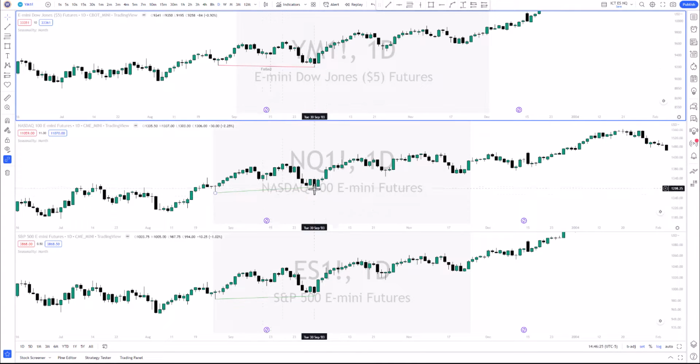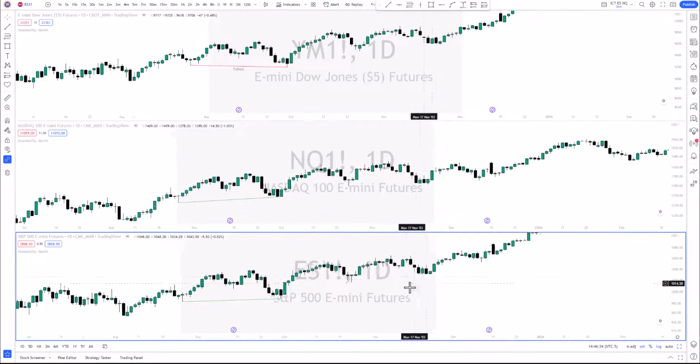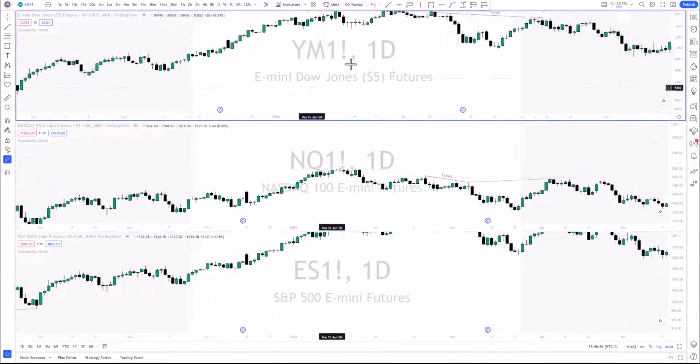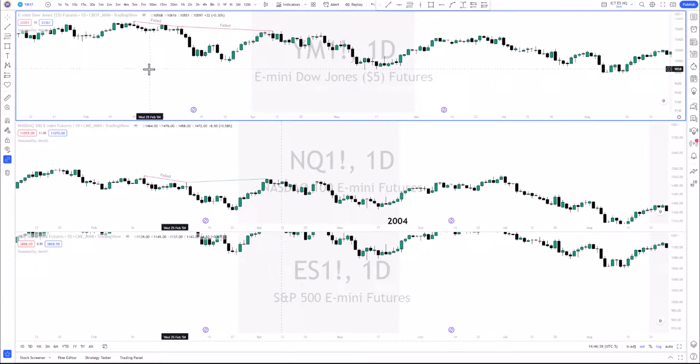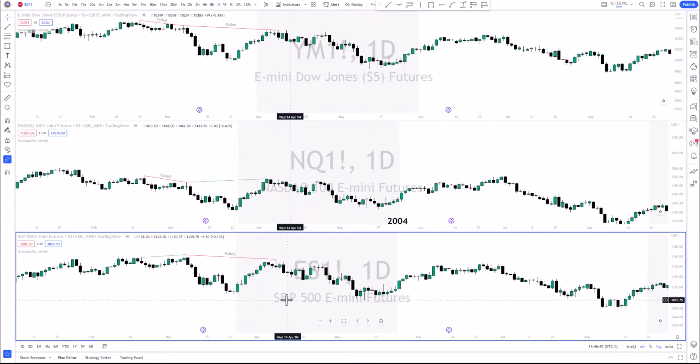So in the fall we failed to make that higher high here, and then we had basically a run up into the end of the year. And so we are in 2004 in the spring.